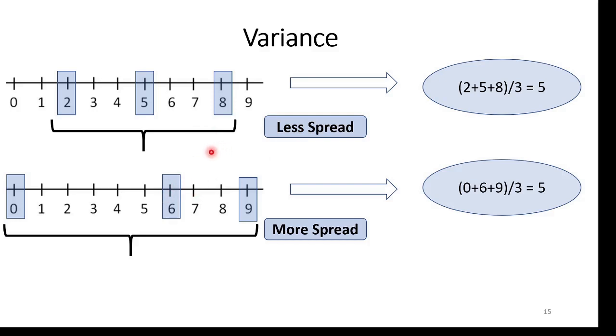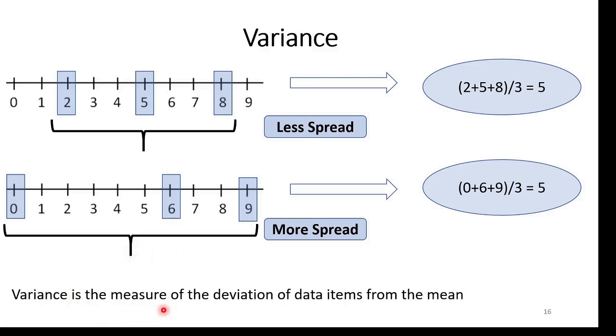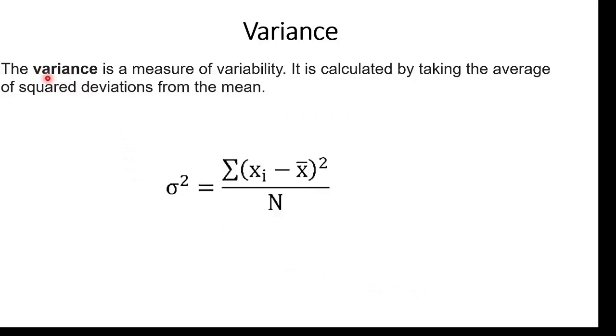Here we can see that the spread of this data set is less as compared to the spread of this data set. Variance is the measure of the deviation of the data items from the mean. It is a measure of variability. It is calculated by taking the average of the square deviation from the mean.